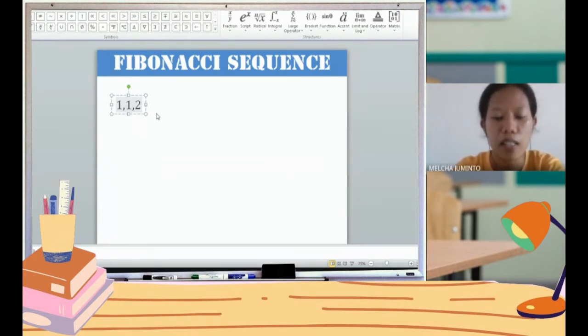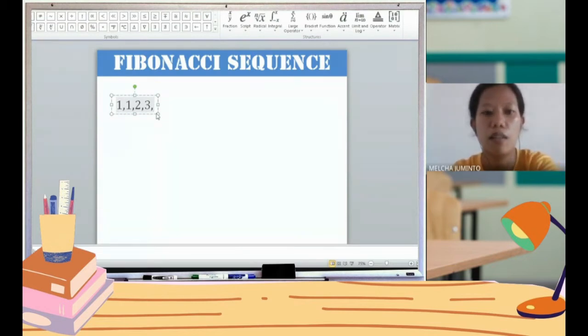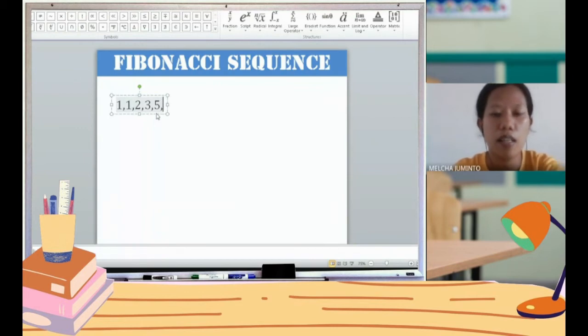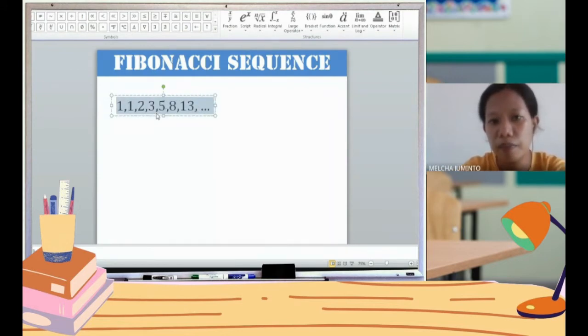And then the next term after 2 will be obtained by adding 1 and 2 equals 3. And then the following term after 3 will be obtained by adding 2 and 3, 5. Next, the next term after 5 will be obtained by adding 3 and 5 equals 8. Next term will be obtained by adding 5 and 8, 13, and so on. Did you see the pattern?